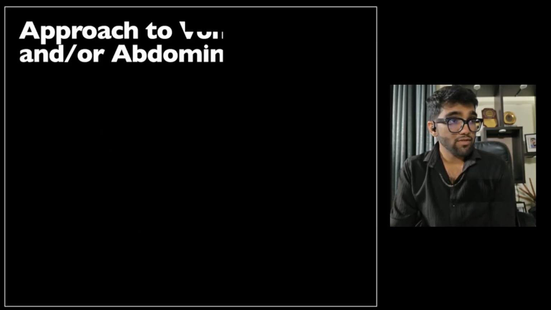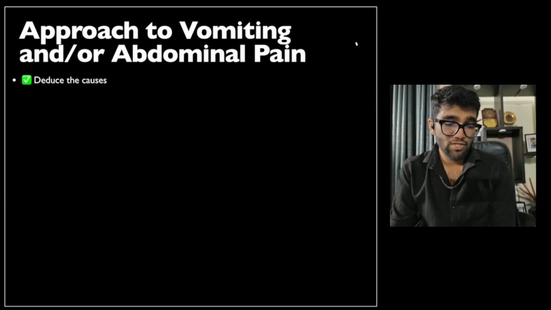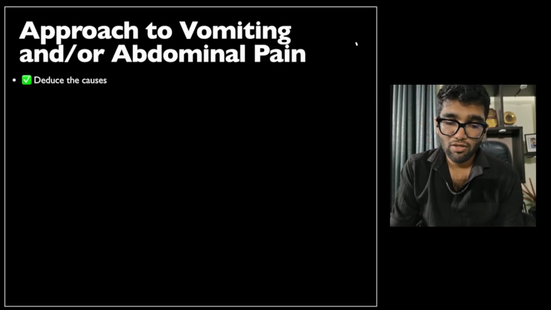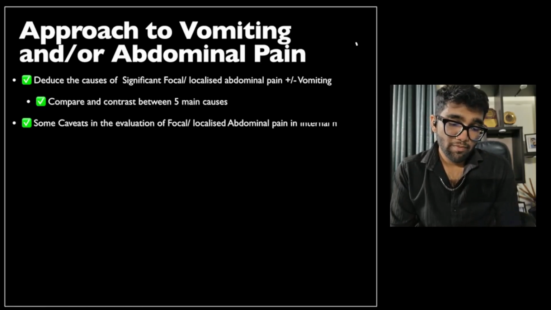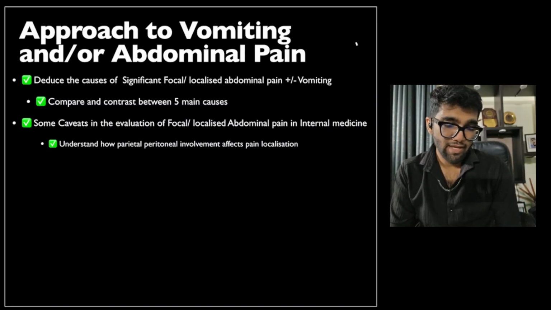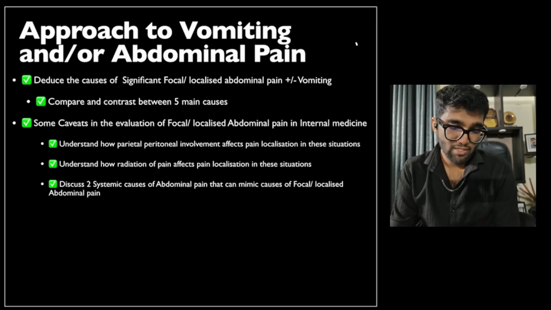Now, in this discussion, we've covered the following topics. We've deduced the causes of significant focal or localized abdominal pain, with or without vomiting. We've compared five main causes. We've talked about some caveats in the evaluation of focal or localized abdominal pain in internal medicine. In that, we've talked about how parietal peritoneal involvement affects pain localization within the abdomen because of where the pain is radiated. We've discussed how radiation affects localization in these cases.